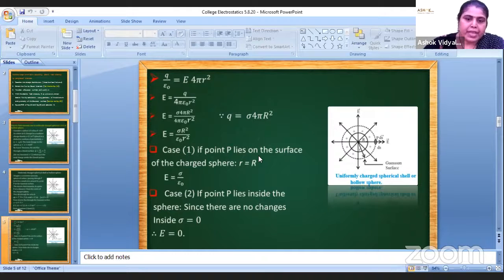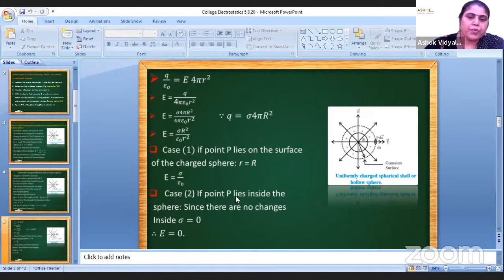If point P lies on the surface of the charged sphere, then instead of r, the distance of this point P is on the surface, therefore this r becomes equal to capital R. The R square gets cancelled, therefore E is equal to sigma divided by epsilon naught.